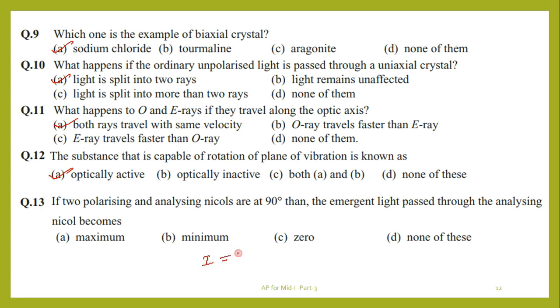So we have to use this one, I is equal to I naught cos square theta. If theta is 90 degrees, the answer will be 0.